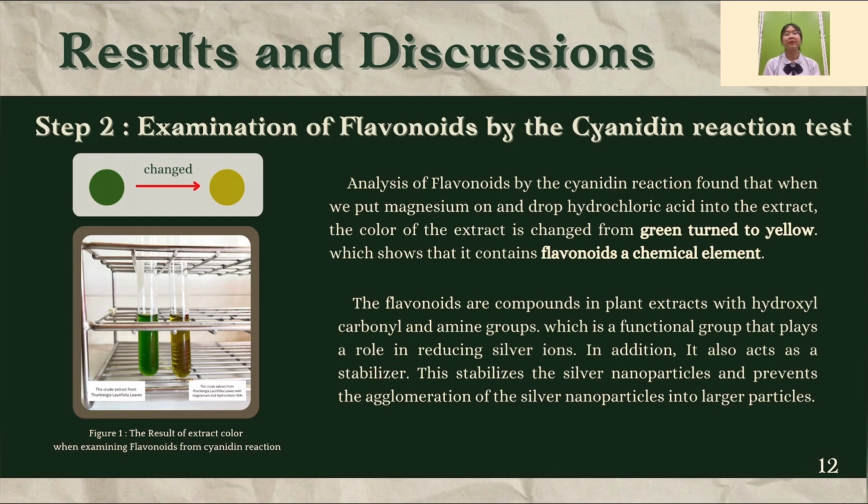For the results and discussion, we have 3 steps, with the results from Step 2, Step 3, and Step 4. First, the result of Step 2, analysis of flavonoid by the cyanidin reaction: the color of the extract changed from green to yellow when magnesium reacted with hydrochloric acid in the extract, so flavonoid is a chemical component in the extract.